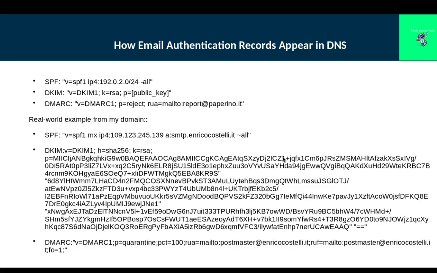These are real examples of how SPF, DKIM, and DMARC appear in your DNS. SPF record declaring trusted IPs. DKIM public key for verifying signatures. DMARC policy, quarantine, reject or allow, with reporting options. Each record gives your domain a layer of identity and trust online.